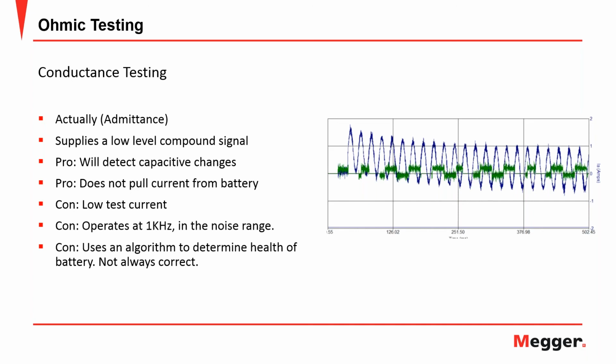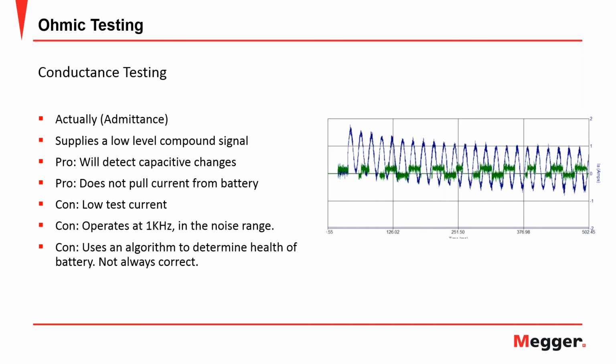And you're also operating at 1 kilohertz, and that's right in the noise range. In addition, because of the compound signal they use, they have to use an algorithm to try to determine the impedance of the battery or the conductance of the battery. And I've gotten complaints in the field that this is not always representative of it. So, take that for what it's worth.